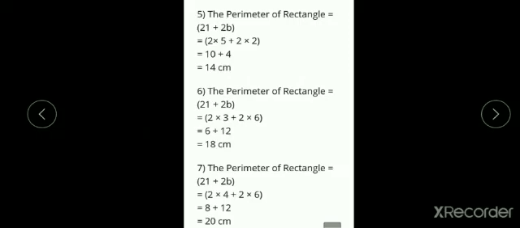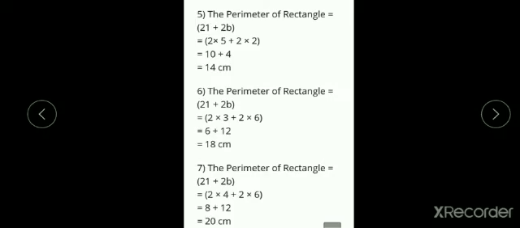Now we have got the length of the fifth rectangle is 5 and breadth of the fifth rectangle is 2. So the perimeter of the fifth rectangle is 2 into 5 plus 2 into 2, that is 10 plus 4, that is 14 centimeters. And again in the sixth rectangle, the length is 3 and breadth is 6. So the perimeter of the sixth rectangle is 2 into 3 plus 2 into 6, that is 6 plus 12, that is 18 centimeters. So the seventh rectangle, the length is 4 and breadth is 6.